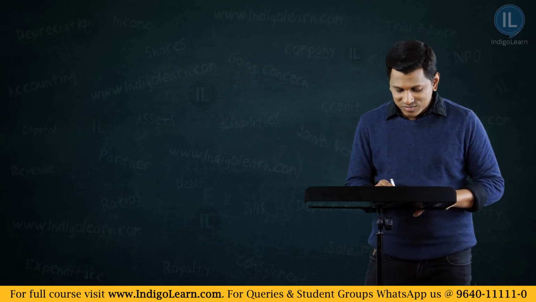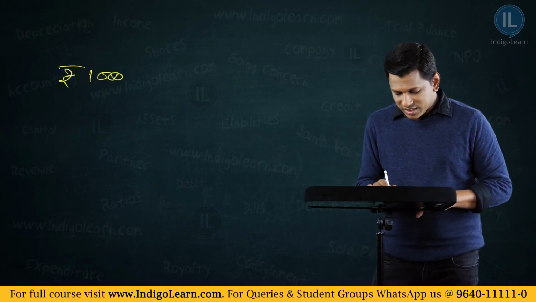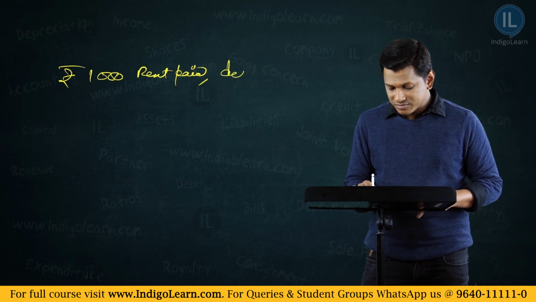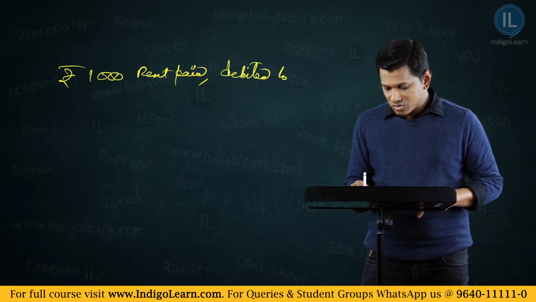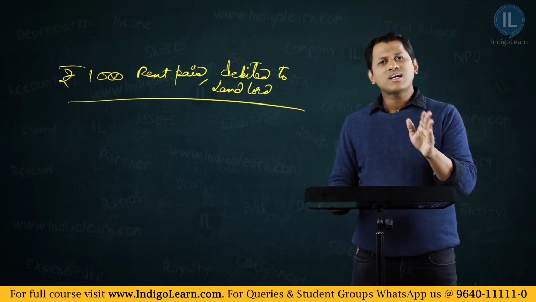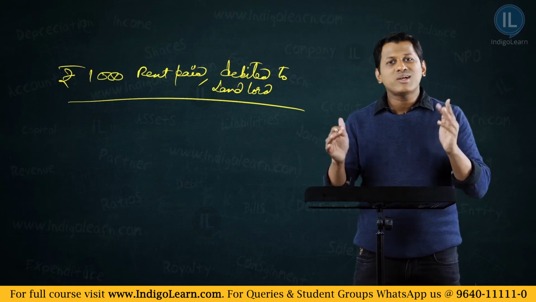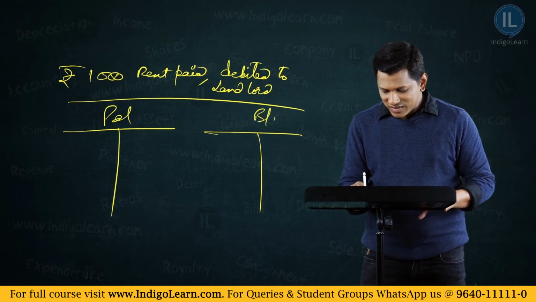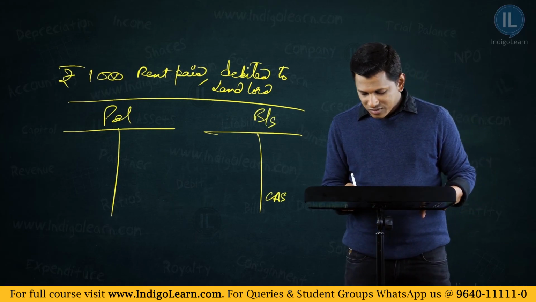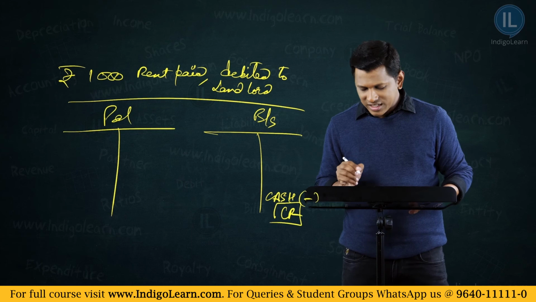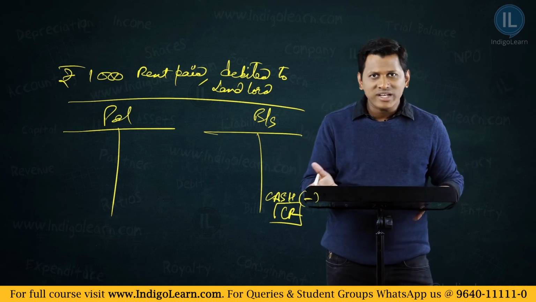Now look at another scenario. Rupees 1000 rent paid, debited to landlord. Okay. What is the meaning of this? You paid rent, and that amount has been debited to landlord account. To understand what this is, again our simple logic, let us open P&L, balance sheet. We'll understand it clearly. Cash went out means credited. So cash got credited. This is straightforward.